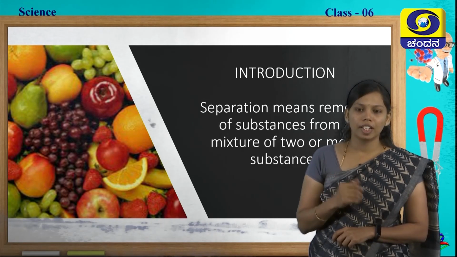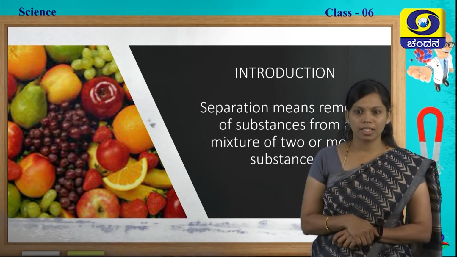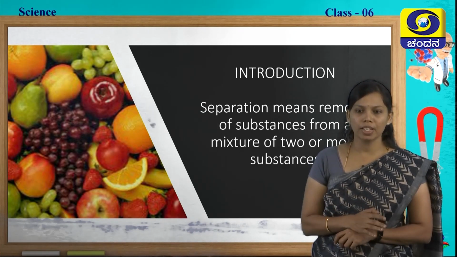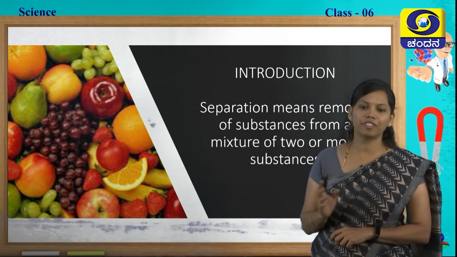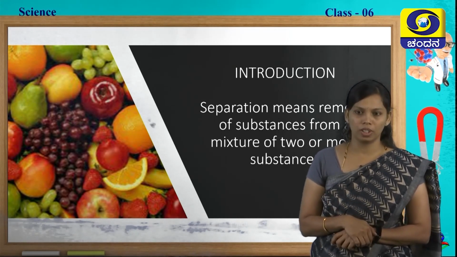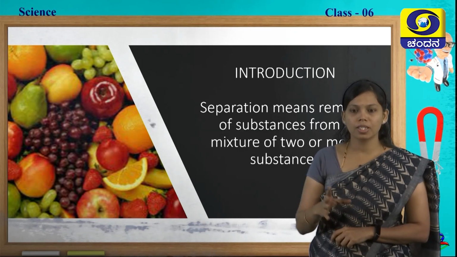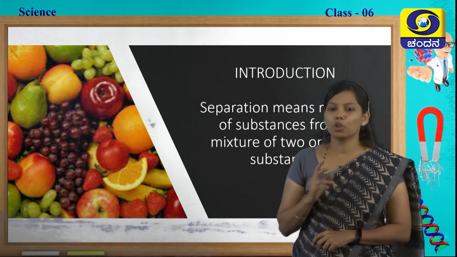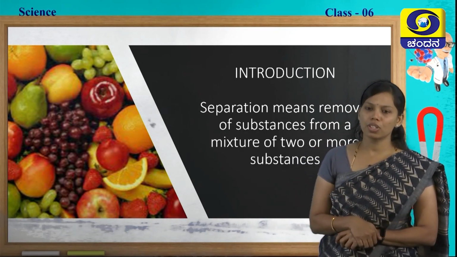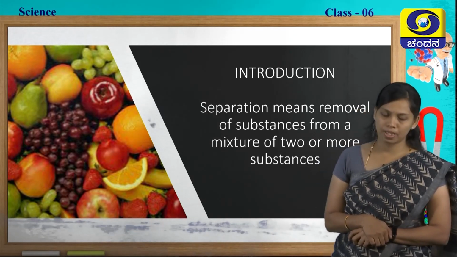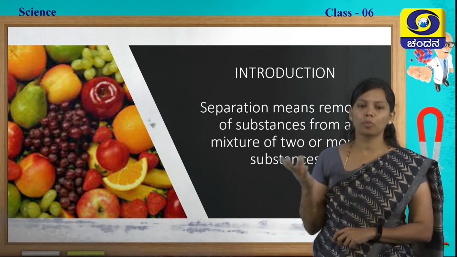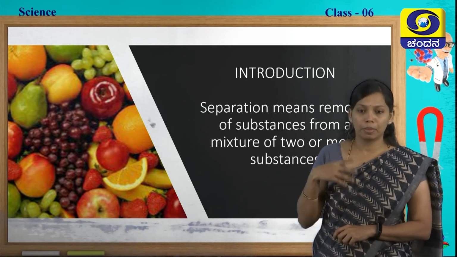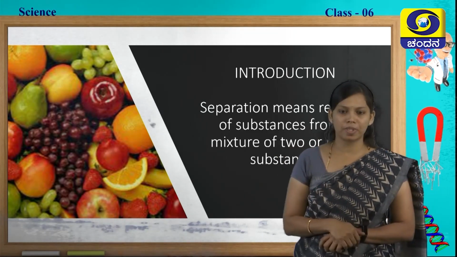Again, as we have read in lesson number 3, fiber to fabric, we ginned the cotton to separate the seeds of the cotton from the fiber to get the cotton wool. Here also we are separating the substances from the mixture. In our daily life we see many instances like that. So what do you mean by separation now? Separation means removal of substances from a mixture of 2 or more substances. It is not necessary that it should be a mixture of 2 substances only. It may consist of a mixture of many substances.